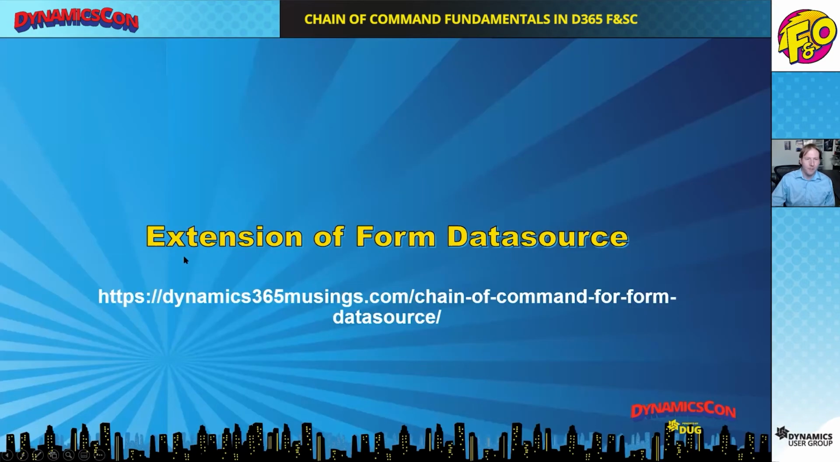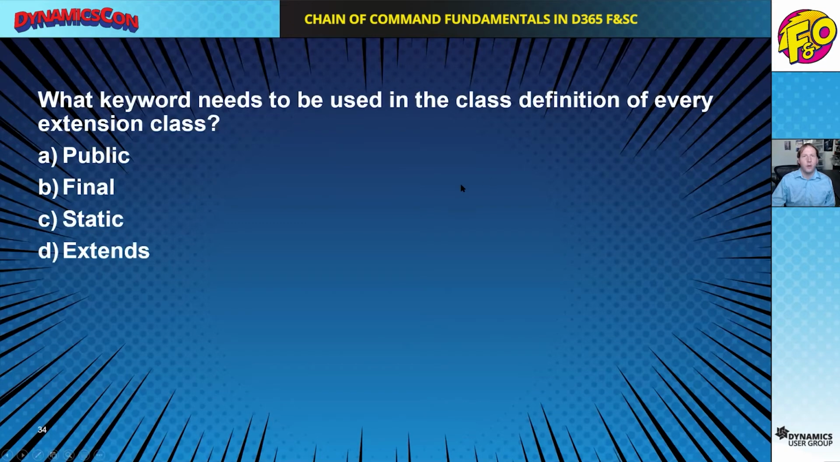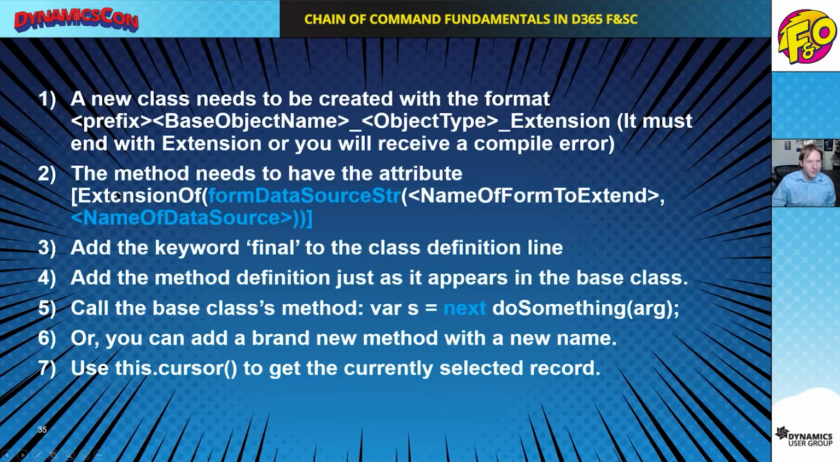Let's look at another example, extensions of form data sources. Form data sources can have their own methods like execute query or init. So how do we do chain of command on that? But before we get to that, another question: what keyword needs to be used in the class definition of every extension class: public, final, static, or extends? And the answer is final. I think that's been number 2 or something like that on each one of these bullet point lists as we go through it. Oh, see, here we go. It's number 3.